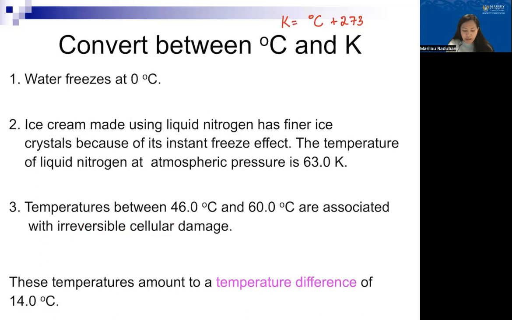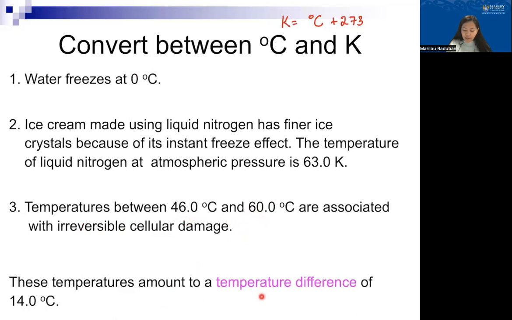The first is 0 degrees Celsius, the freezing point of water. For the second example, we have the temperature of liquid nitrogen at atmospheric pressure, 63 kelvins. So you need to convert 63 kelvins to degrees Celsius. For question number 3, we have two temperatures given in Celsius, 46 degrees Celsius and 60 degrees Celsius. How do we convert, or what is the equivalent temperature in Kelvin?